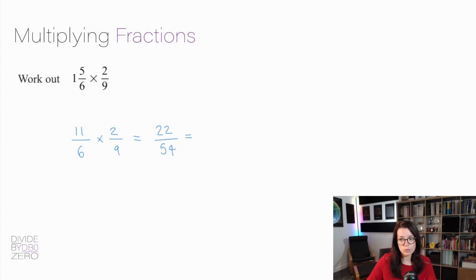If they did want you to simplify this one, we need to think of a number that goes into both 22 and 54. In this case, maybe 2. So divide the top and bottom by 2 and see what you get. In this case, it would be 11/27. And that's a simplified answer.